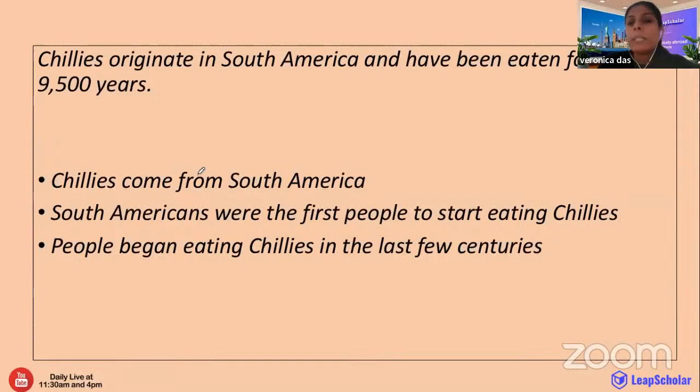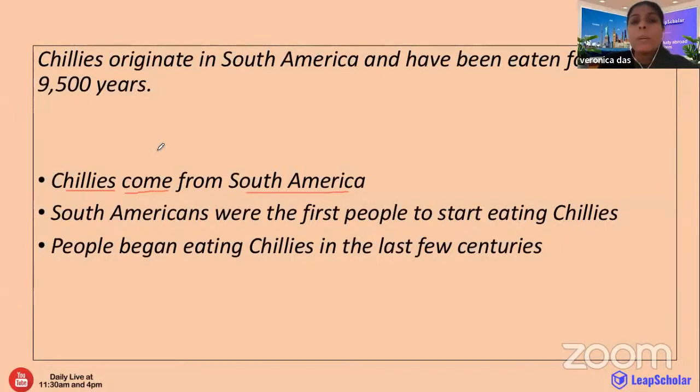What are your keywords? Okay. Originate. Chilies come from South America, right? Okay. All right. Now, we look for this information in the sentence that has been given to us. It's a short sentence, but it is quite complex, right? Chilies originate in South America.